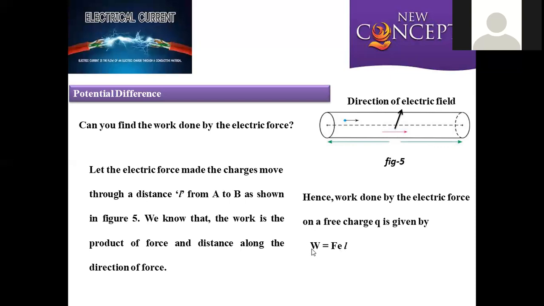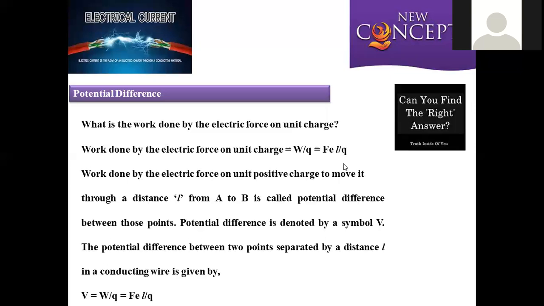So here, work done by the electric field is equal to the electric field force into the length of the region through which the electric field travels. This product is known as the work. Hence, the work done by the electric force on the free charge Q is given by the empirical formula W is equal to Fe into L, right? In this manner, we can measure the extent of work done by the electric field by using this formula.